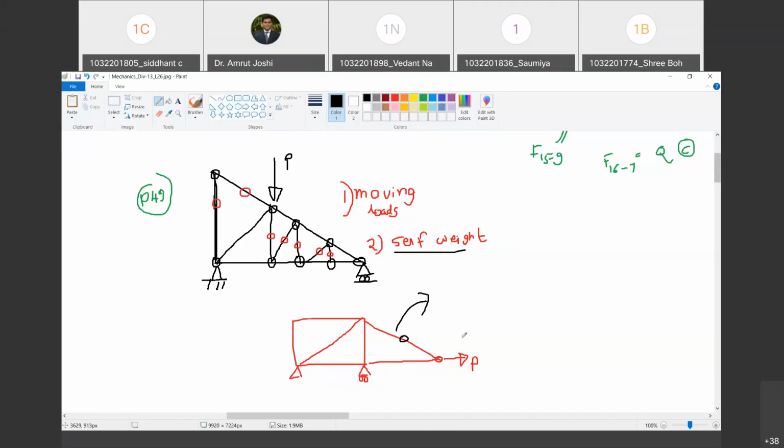What happens if I remove this member? This member has its own self weight. Do you agree with me? Yes, sir. So won't this member rotate under the action of its self weight about this joint if I remove this member? Yes, sir. So therefore the structure may become unstable if you remove these zero force members. Are you with me? Yes, sir.